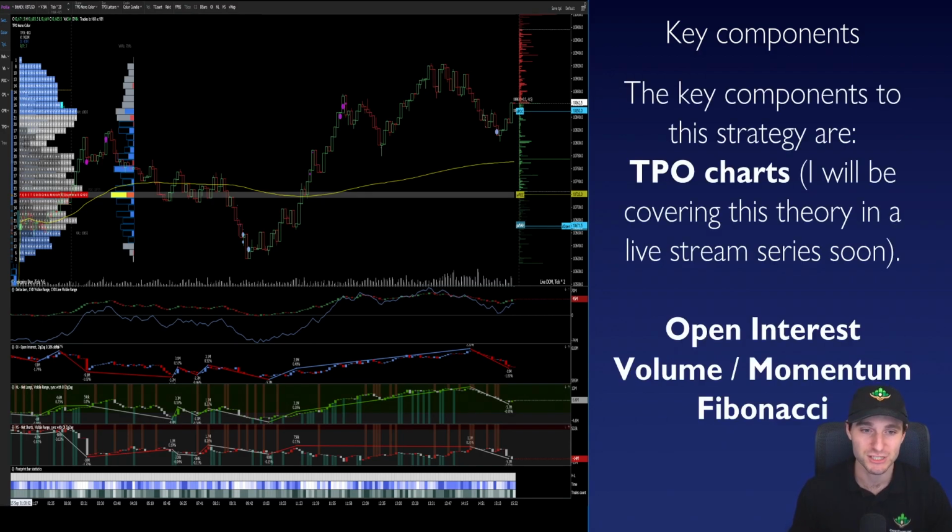Key components to this strategy are TPO charts. I will be covering TPO in a series very shortly. The next thing that I use within this is open interest. You'll know about that. Volume and momentum, and also Fibonacci. A little bonus is that Fibonacci is soon going to be integrated into Exocharts, so you will not need to be leaving Exocharts if you don't want to for looking at Fibonacci, so that's a good bonus. But these are the four main components of the strategy.